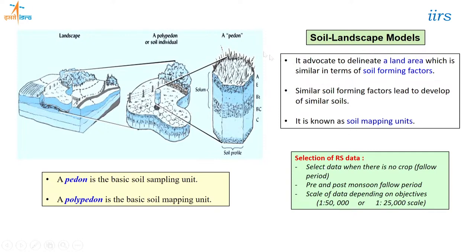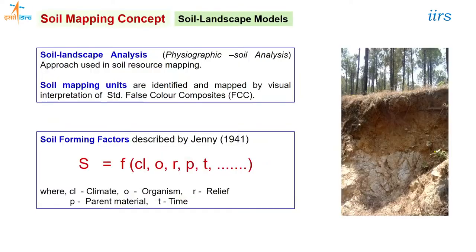Here, this analysis we call the soil landscape model approach. In this approach, we delineate a land area which is similar in terms of the soil forming factors. The entire land we divide in such a way that each polygon is similar in soil forming factors. If soil forming factors are the same, then we say the soils are the same.